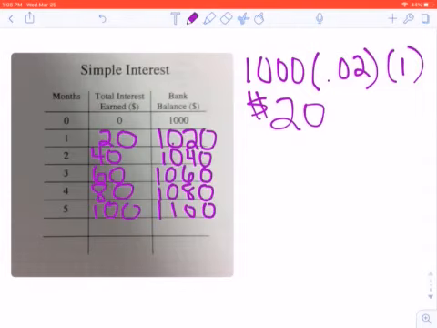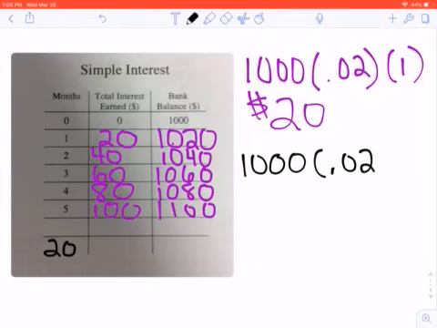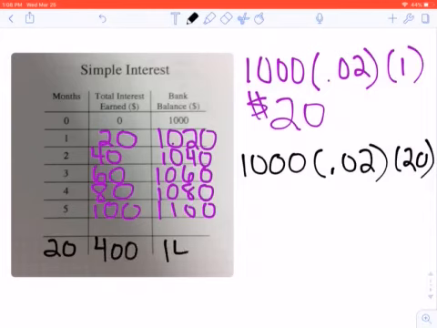So if I wanted to use the formula to find maybe a value I added to my table at 20, I would change that 1 to be 20. So I would use 1,000 times 0.02 times 20, and that would give me the amount that he would earn extra on top of the $1,000 after 20 months. Please do it on your calculator. Hopefully you got $400. So after 20 months, he would have $1,400 in his savings account balance.